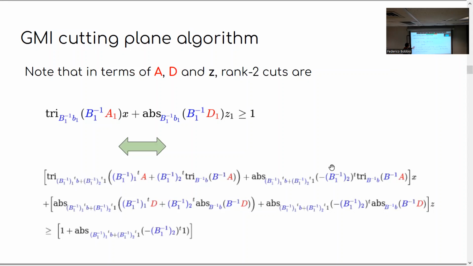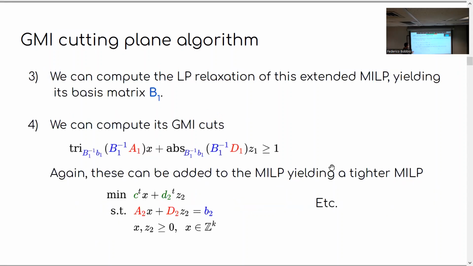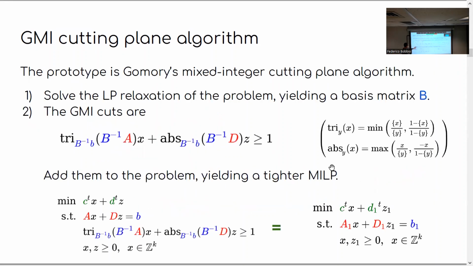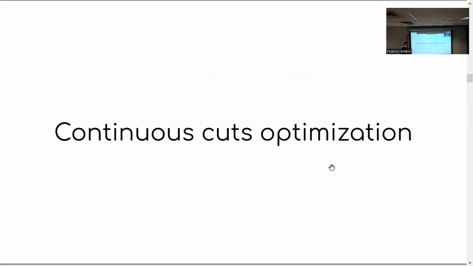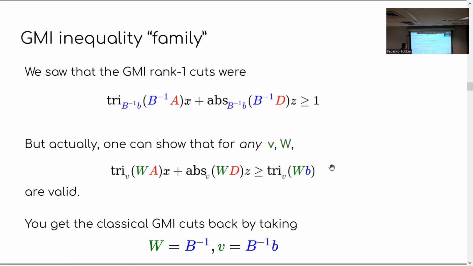I'll call this the second order GMI cuts. I'll call these guys the first order GMI cuts, and analogously, you can have expressions for all the higher orders. Okay, so this is just some background. There's nothing necessarily new or novel in all of this. Now, what I'm going to talk about today is what I call continuous cuts optimization. And the idea is as follows.